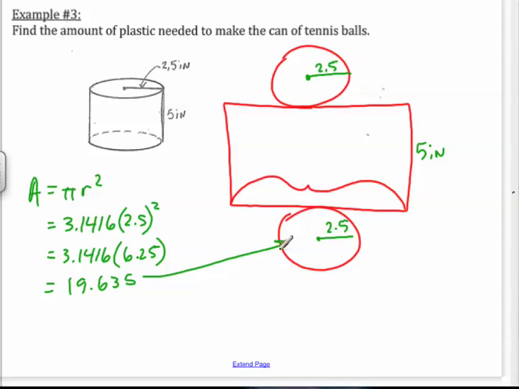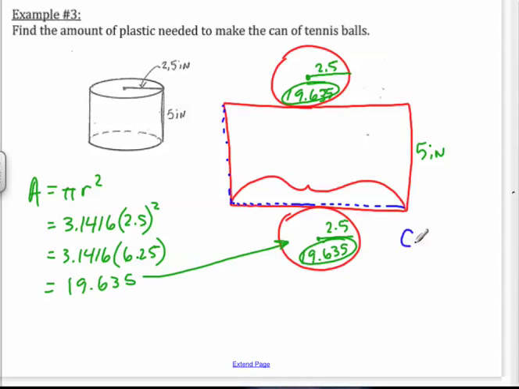But I've got 2 of them. So I'm going to multiply that by 2. And now I know that the area for both of the circles, well, I'm just going to write 19.635, that's this one, and then 19.635 for this one. So now I know the areas for those 2. I need to find the area of this rectangle. I know its height, but I don't know its base. But I do know that its base is equal to the circumference of one of the circles, because it had to reach around the circle to close up and be a can.